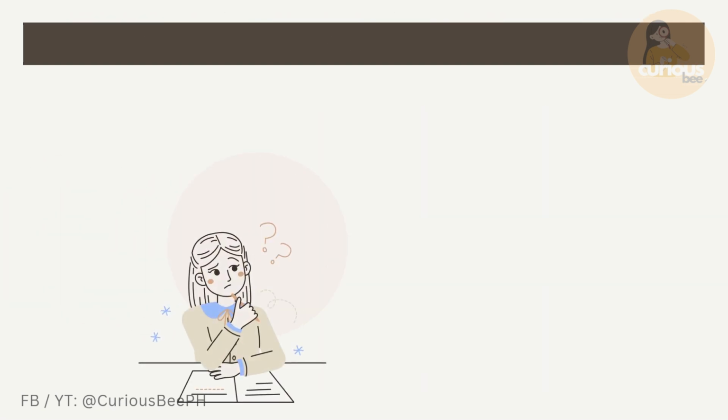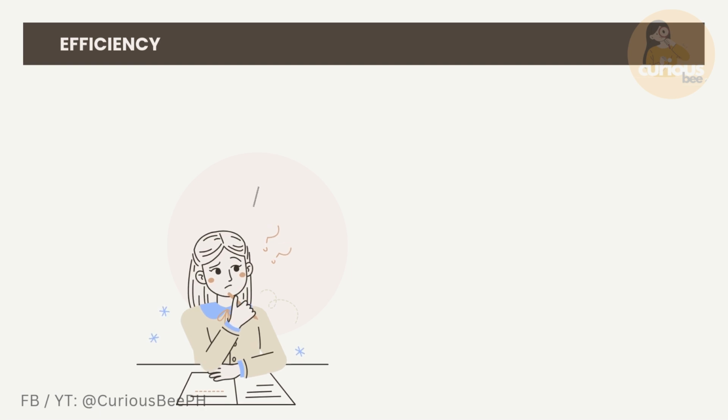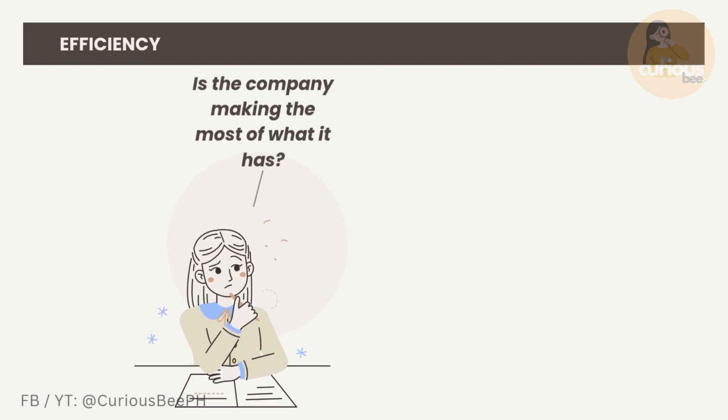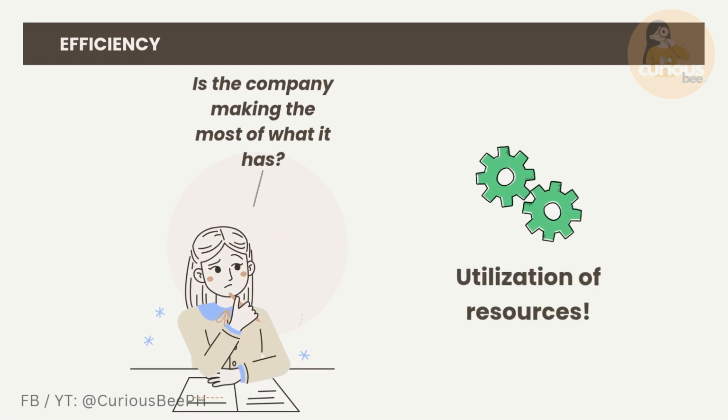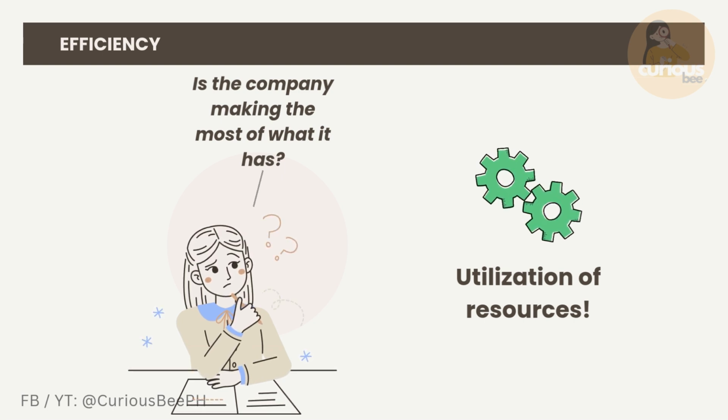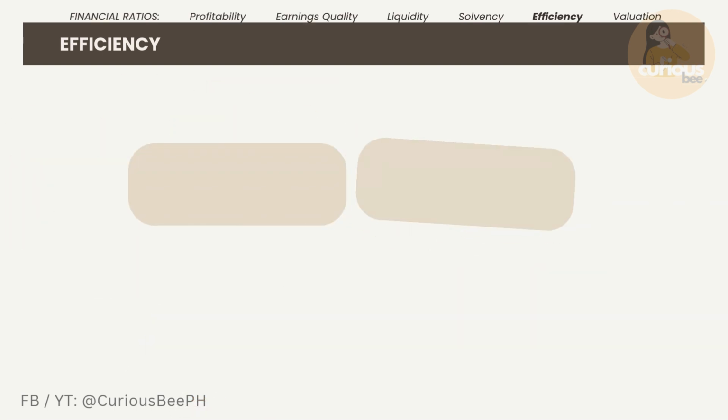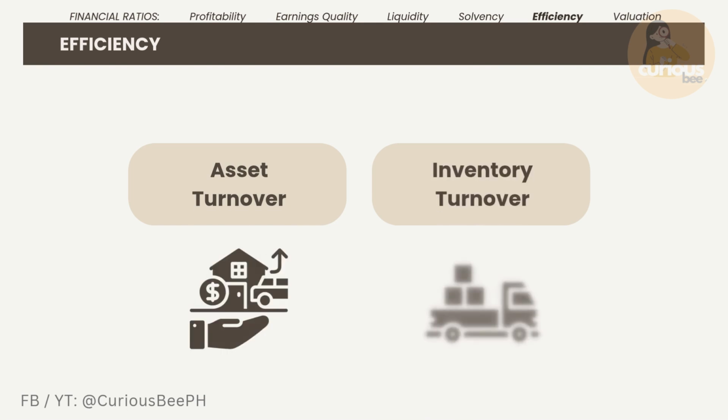Now let's move to the last balance sheet angle, efficiency. This answers the question, is the company making the most of what it has? These are ratios that measure how effectively a company uses its resources. We will look into the company's ability to effectively utilize its assets and inventories, plus a look into inventory days.